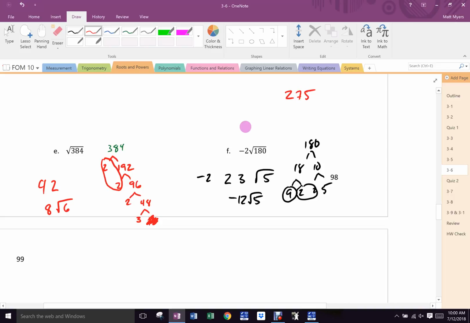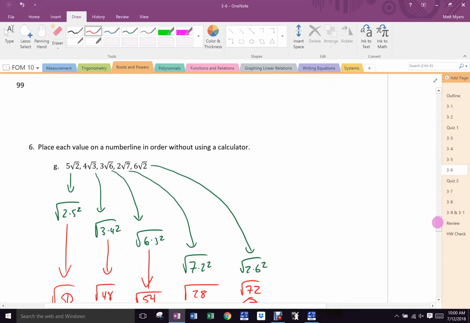And before you start taking groups out, make sure that it multiplies up to the radicand. 2 times 2 is 4, 4 times 2 is 8, 8 times 3 is 24, and then you check, is 24 times 16 384? And if it is, then you can start taking your groups out. Does everybody understand? Okay. Page 99.